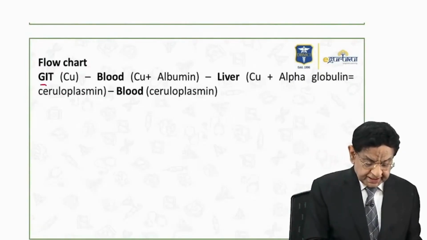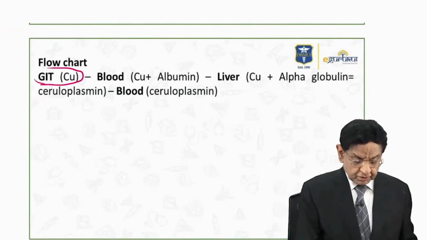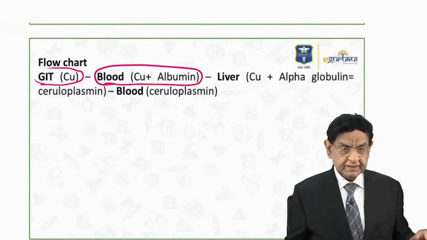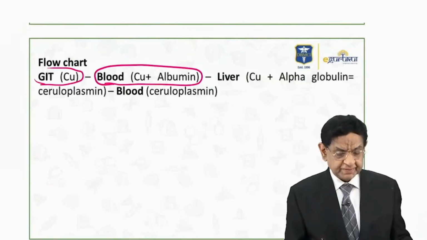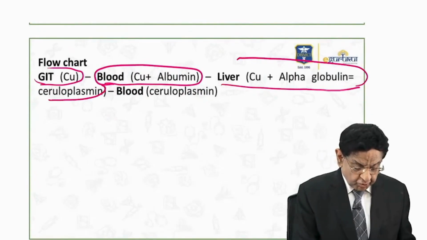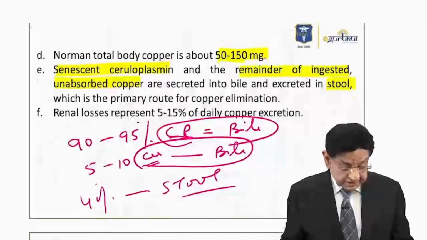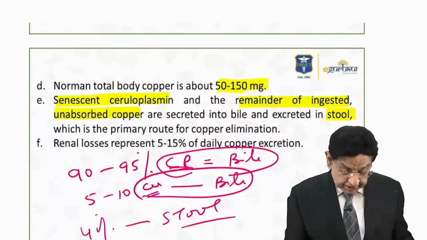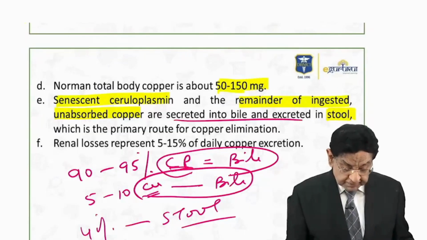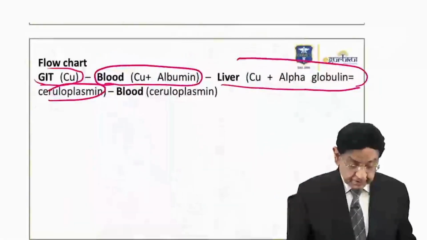We have copper in the GIT. This copper is absorbed and immediately in the blood it combines with albumin. Then this copper comes into the liver. In the liver it combines with alpha globulin and makes ceruloplasmin. And this ceruloplasmin is secreted into the bile, and some amount goes to the blood also.